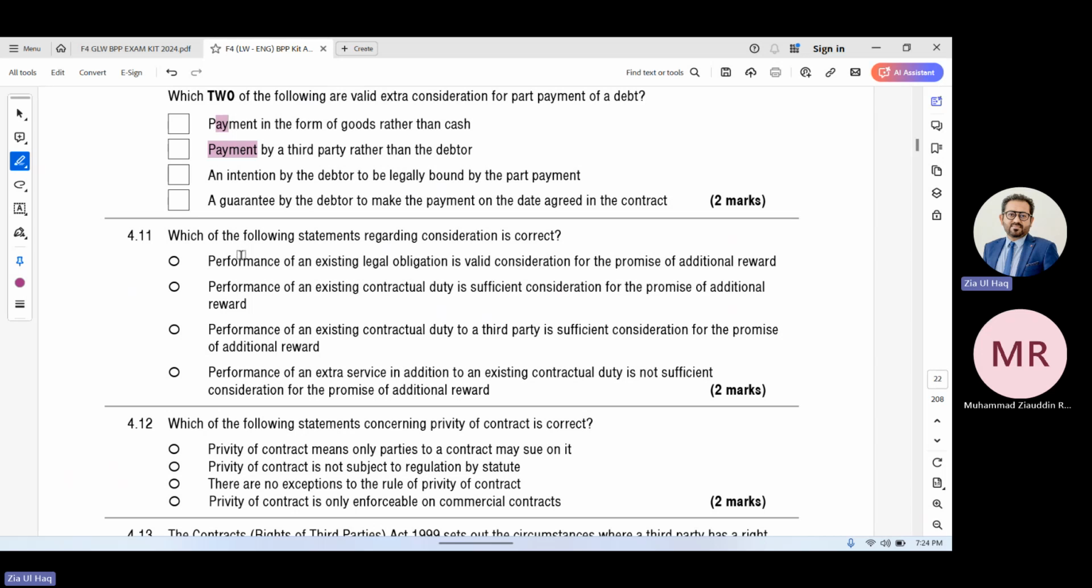Performance of an existing contractual duty to a third party is a sufficient consideration for the promise of an additional reward. Yes, if a third party is receiving any benefit, because you have a contract between A and B, and C is a third party. If they receive something extra, you can ask them for an extra reward. That is consideration. Performance of an extra service in addition to an existing contractual duty is not sufficient consideration? No. For extra benefit, you can receive extra consideration. So that will be considered valid.